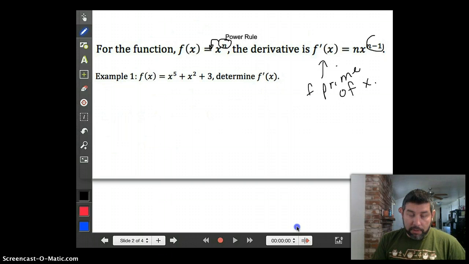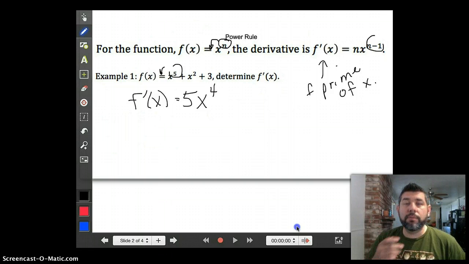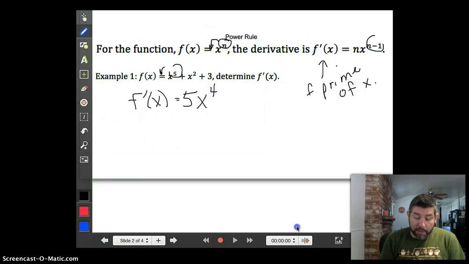So let's do this example. f of x is equal to x to the fifth plus x squared plus 3. We want to find the derivative. We take this power here and bring it down to the front, so 5x, and subtract 1 to get the fourth. We do that for the whole polynomial, because for polynomials we can just do it all the way through.